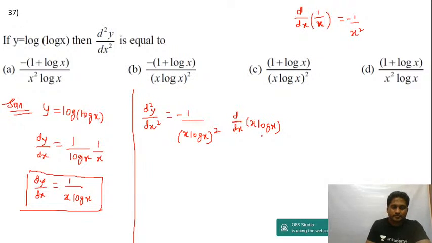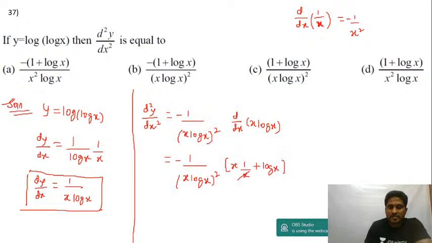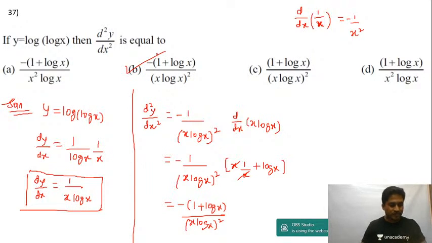Now that's equal to minus 1 upon x log x the whole square. And then differentiation of x log x: first function, differentiation of log x is 1 by x, plus second function is log x, and then differentiation of x is 1. This will cancel. This will be equal to minus 1 plus log x divided by x log x the whole square. So that's the answer, guys: minus of 1 plus log x upon x log x the whole square. Answer is option B. Good question, a simple one only. Just differentiate twice, guys, and you will get the answer.